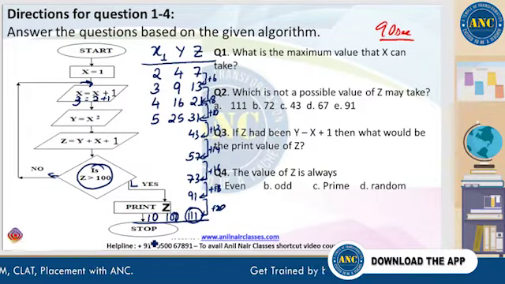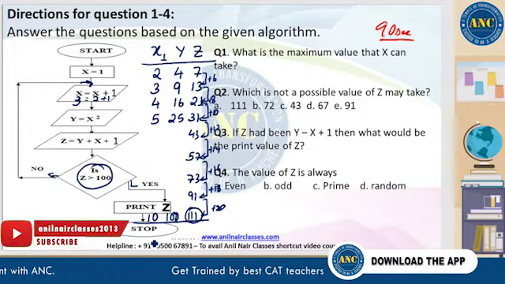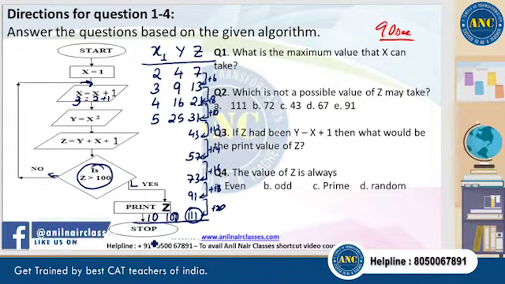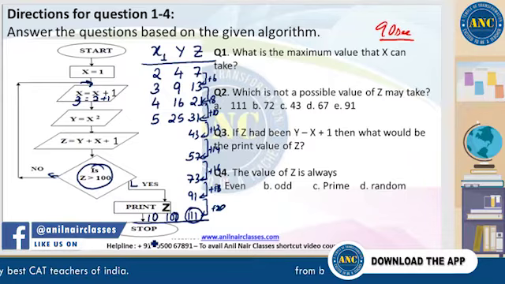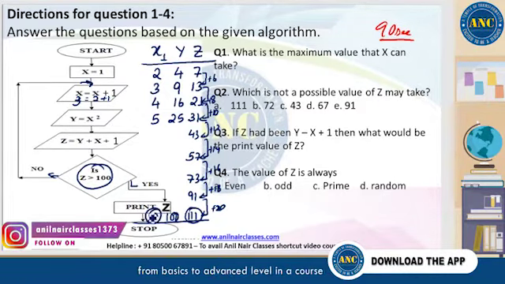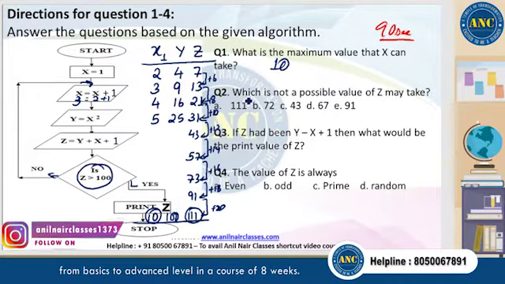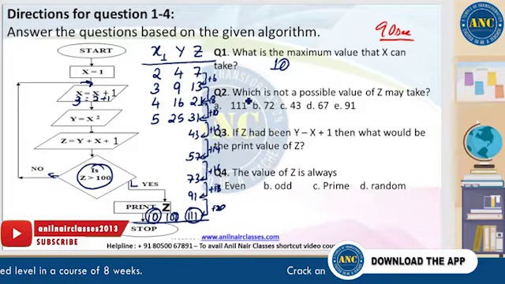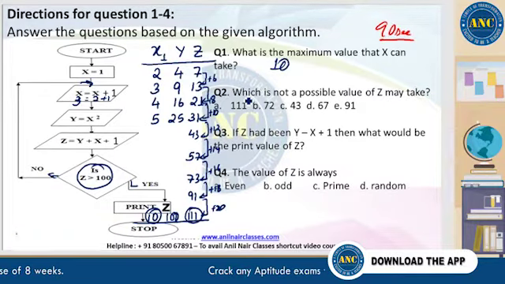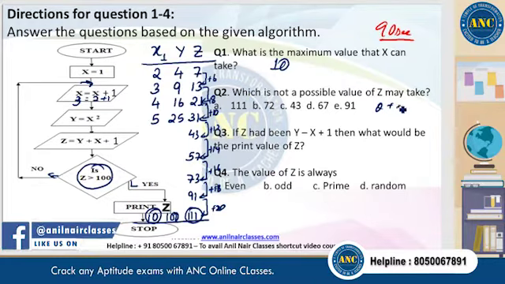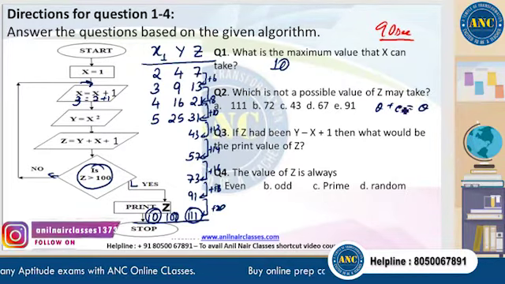And 111. Okay. What's the maximum value that x can take? What's the maximum value that x can take? So the maximum value that x could take is 10 here. That's pretty simple. Which of the following is not a possible value of z? You'll notice that z values are always odd numbers, right? Because you're adding an odd number plus an even number. So we know odd plus even will certainly give us an odd number, right?